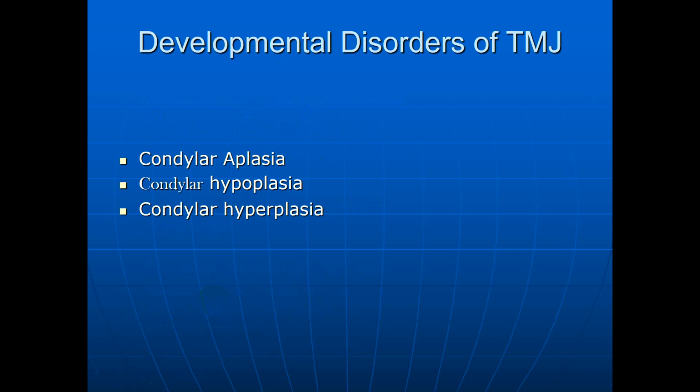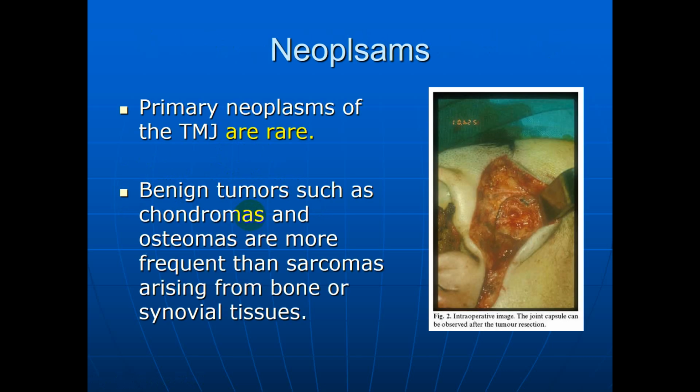And finally, or just before the final topic about the TMJ, are the developmental disorders of the TMJ. We have discussed this in details when we took the chapter of developmental changes of the bone. We mentioned condylar aplasia, hypoplasia, and hyperplasia, and we discussed how the clinical appearance of the face will be and how the deviation of the mandible will occur in these conditions. Finally, we will talk about neoplasms.